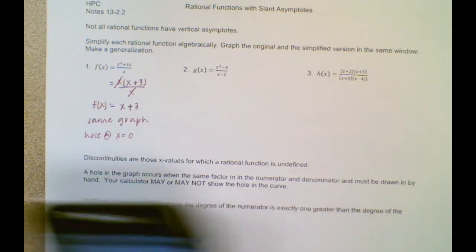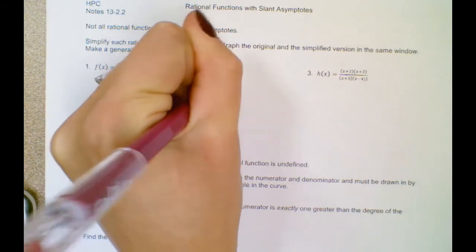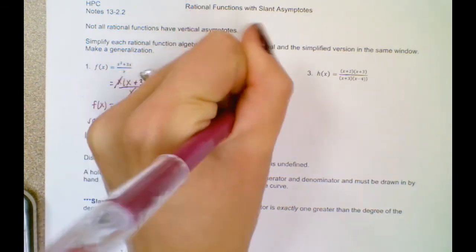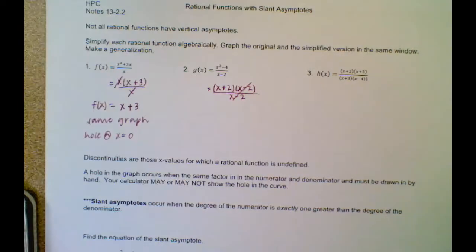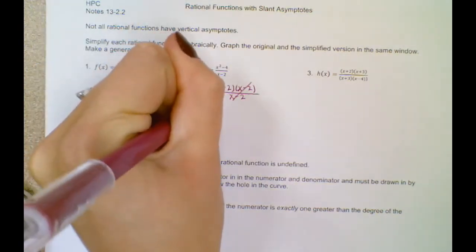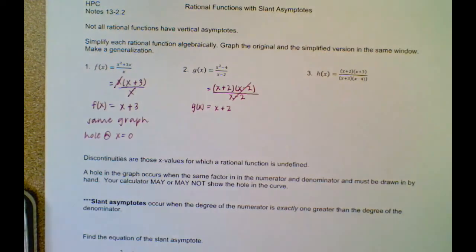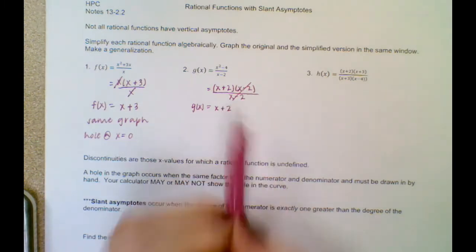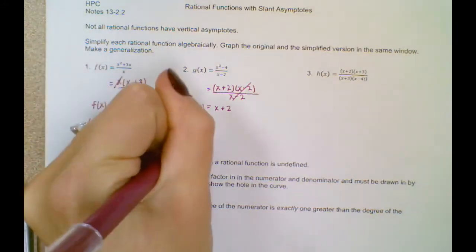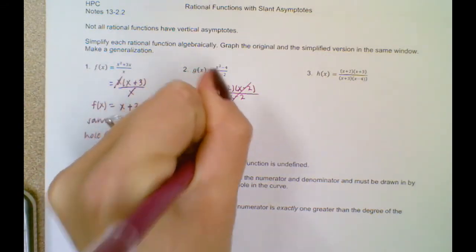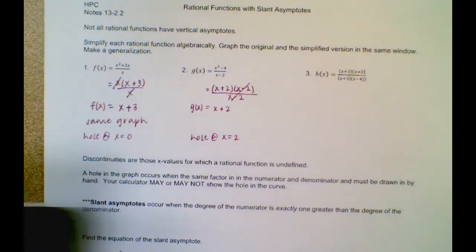All right, let's do g of x. Okay, it looks like we have a difference of squares happening in the numerator. So that's x plus 2, x minus 2, all over x minus 2. Okay, we have x minus 2 in both the numerator and denominator. So g of x now is just x plus 2. Okay, and because we were able to cancel out those x minus 2's, that means we have a hole at x equals positive 2, because when I set x minus 2 equal to 0, I get x equals 2.